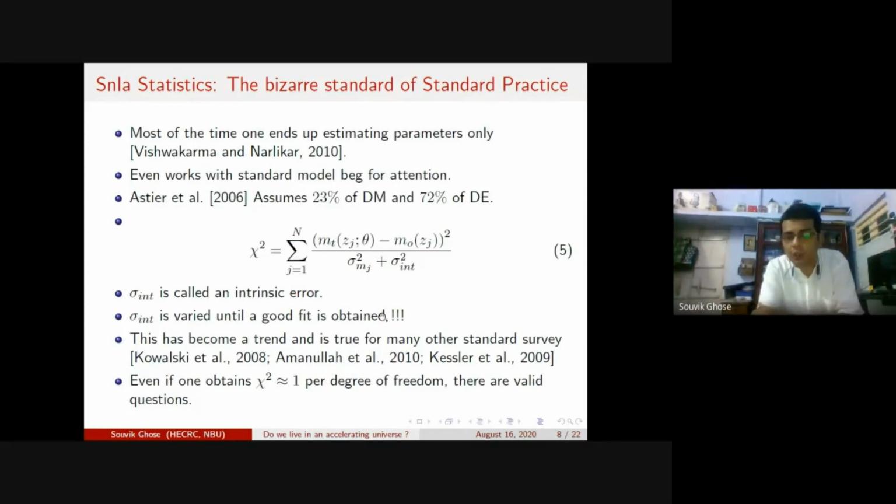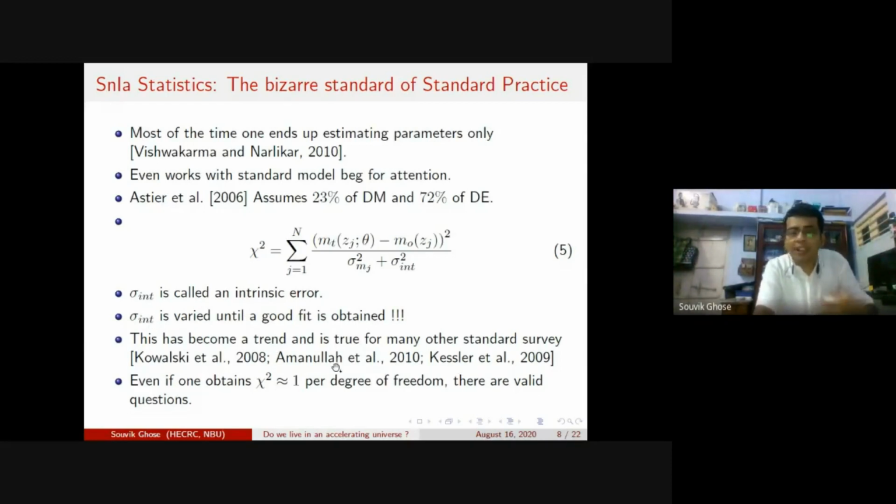This is a very astonishing kind of statistics. I mean, there is every bit of possibility that your model will fit the data with reasonable accuracy if you have such kind of freedom. This has become a trend. And after this Astier paper, these, for example, Amanullah, Ghose, etc., they do the same thing.